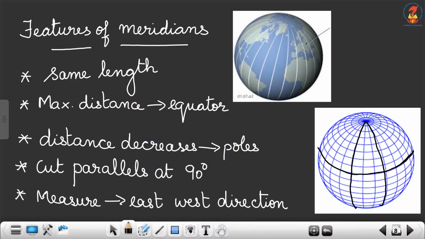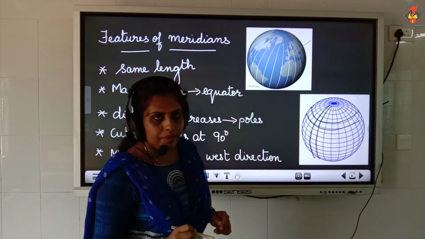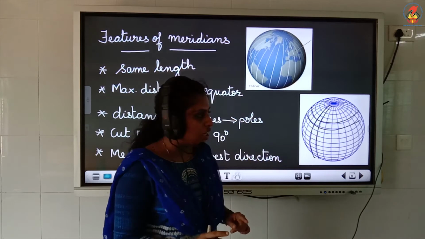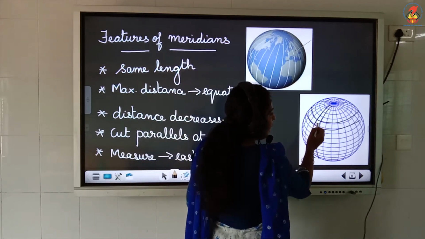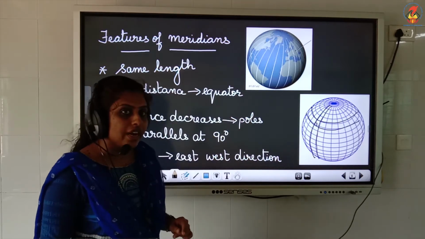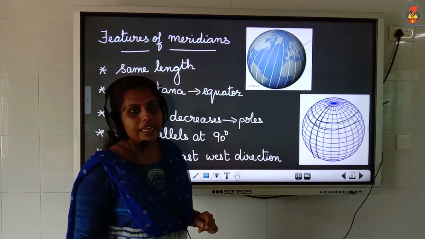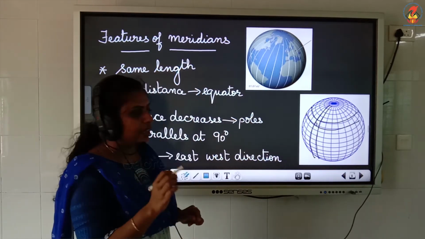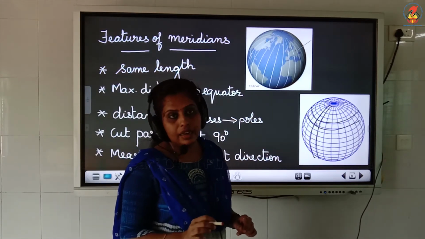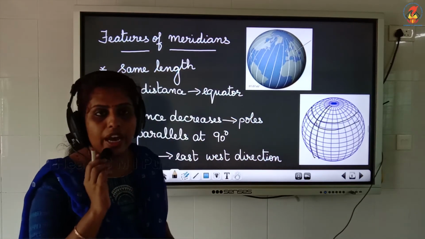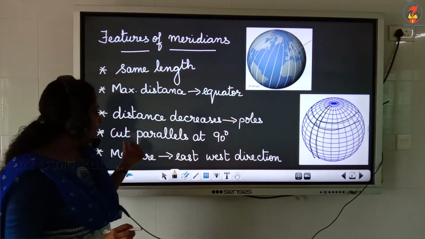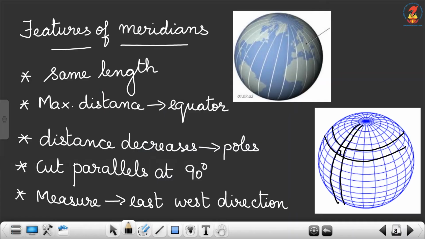You can see these are the parallels, right? And these are the meridians. When the parallels and the meridians cut each other, when they cross each other, they always cut at a right angle, meaning 90 degrees. 90 degrees is called a right angle. So all the meridians, when they cut the parallels, they cut at 90 degrees, at the value of a right angle. That is the fourth feature. Now let's move on to the last feature.